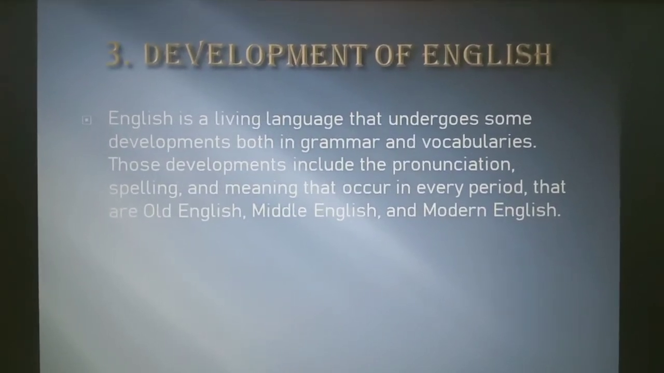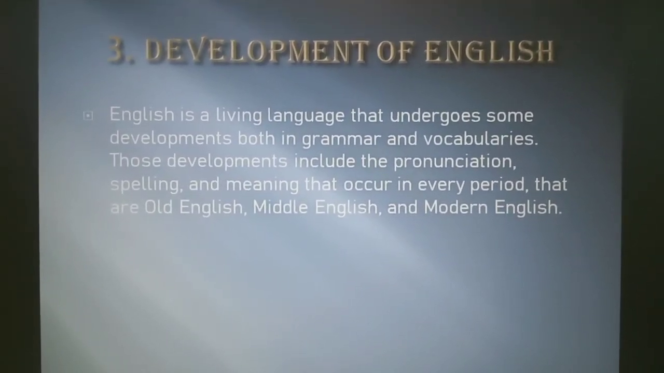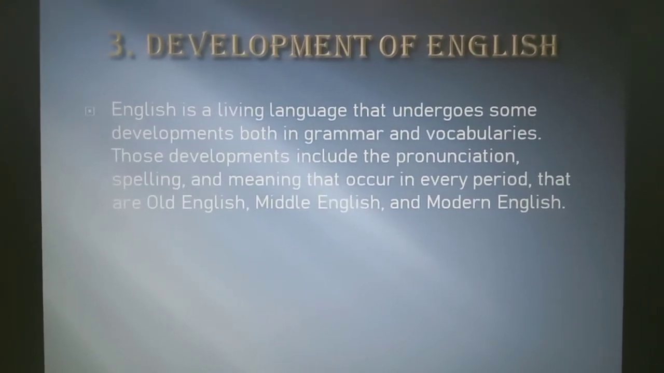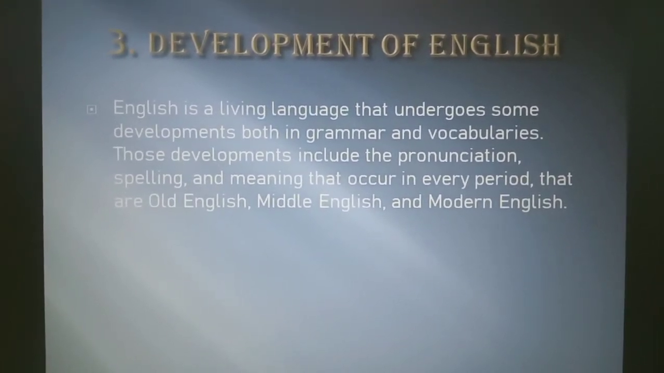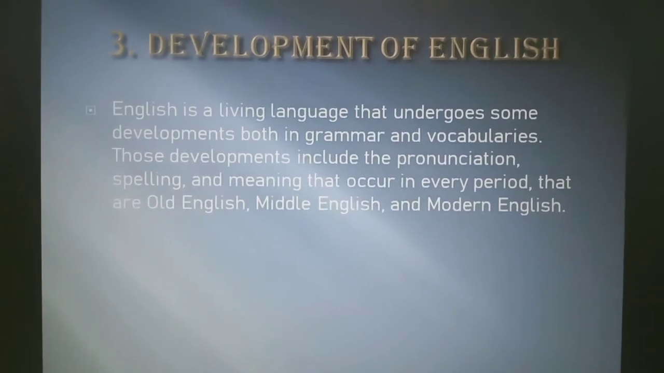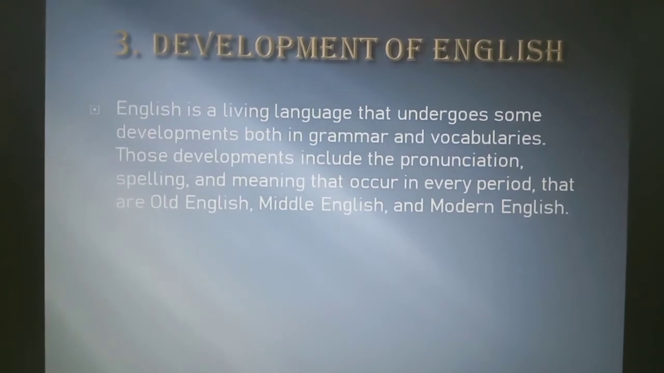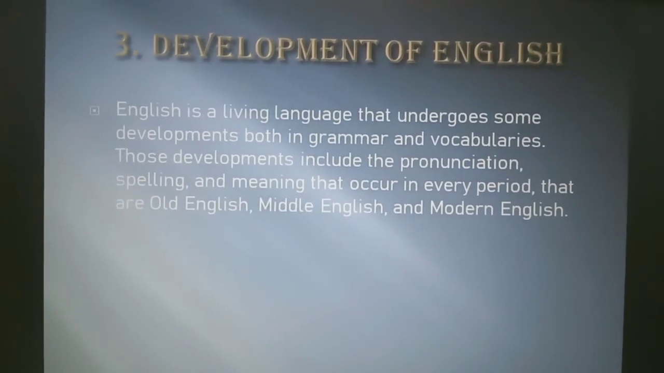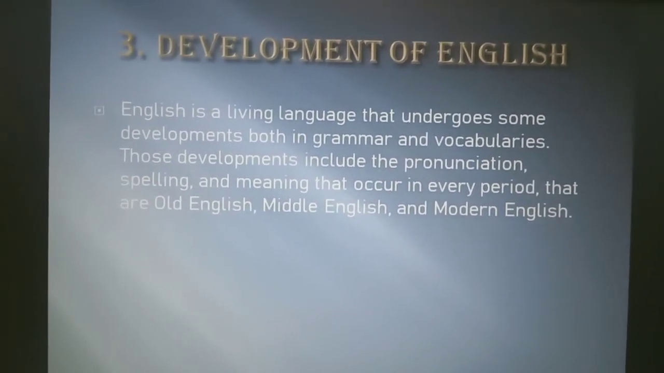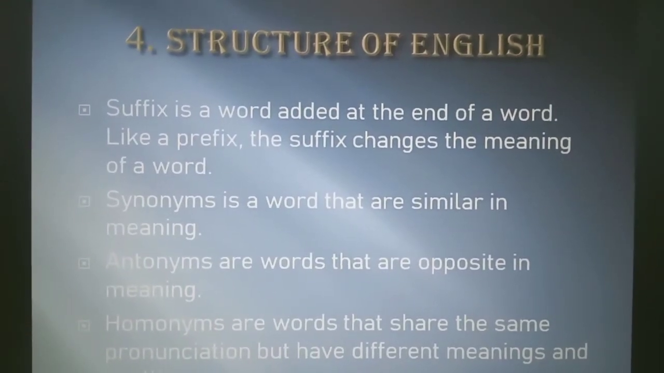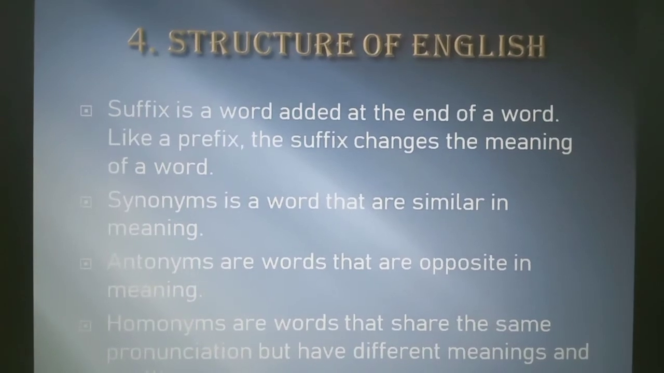And the third is about the development of English. English is a living language that undergoes some developments both in grammar and vocabulary. Those developments include pronunciation, spelling, and meaning that occur in every period, that are Old English, Middle English, and Modern English.